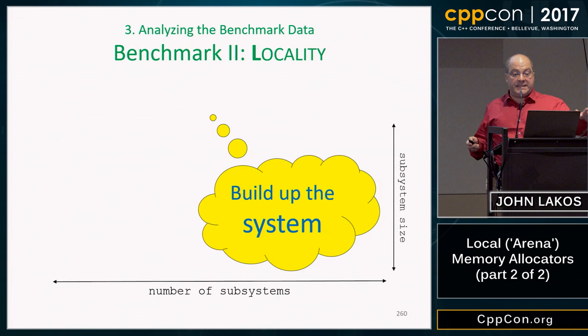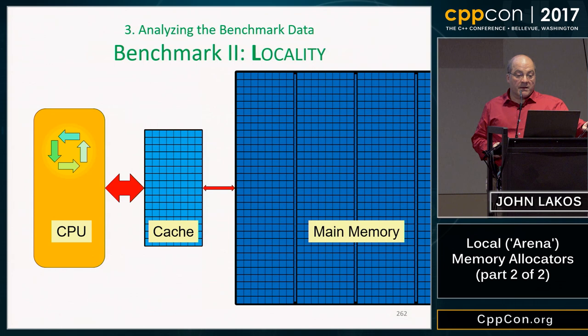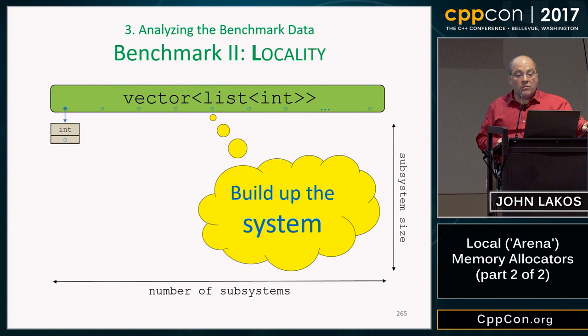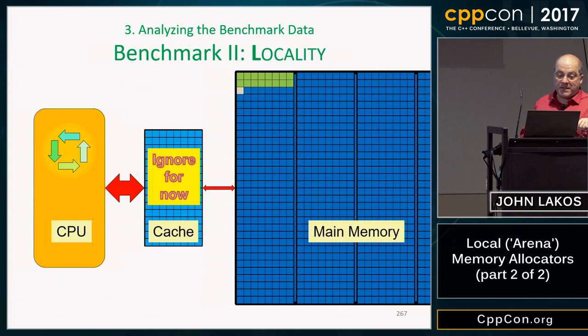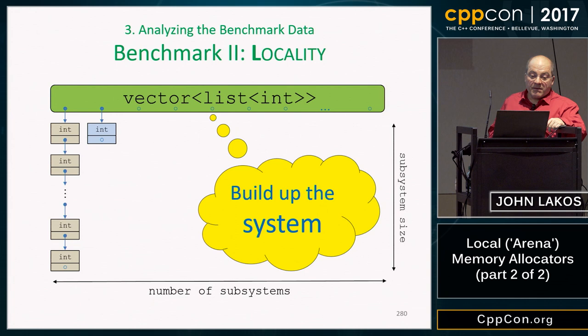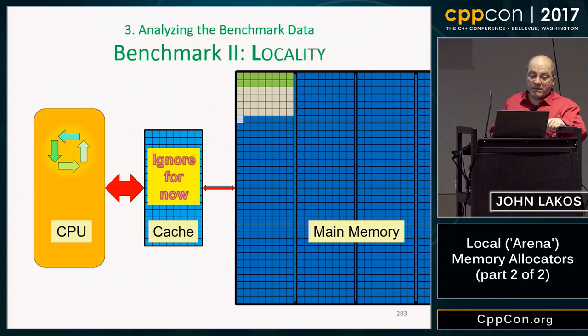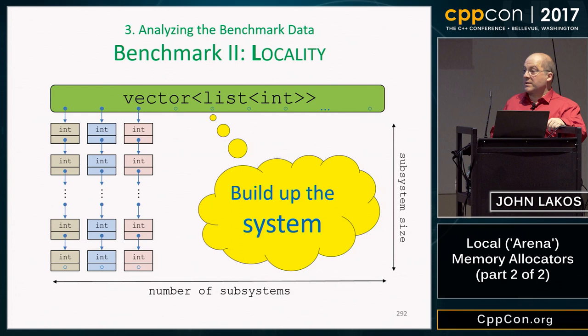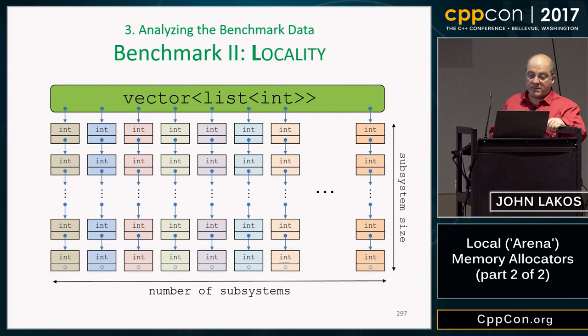So what happens? Build up the system. We create the vector, and here's our memory, and then that's the vector. We just allocated the vector or whatever we're going to hold the stuff. And then we're going to ignore the cache for now, and we're going to build up the system. So here we just allocated a link, okay? And what happens in memory? Well, there's our link. And then we do another one, and here's memory. And then we allocate a bunch more. And then in memory, what happens? Okay? And then we do one more, and you'll see a pattern. Surprise! Then we go to the next one. Okay? So you see what's happening? Now we're going to build this whole thing up and see how it works. See a pattern here?